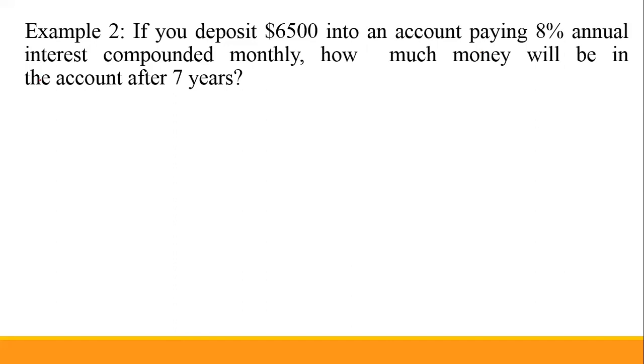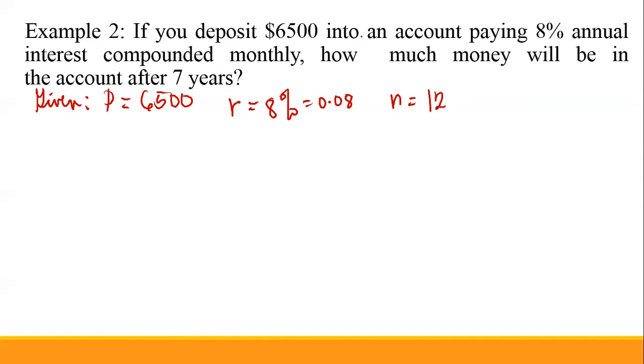Okay, so ayan, para mas maayos, identify muna natin yung mga given. So we have the principal, which is 6,500. Another one is the annual interest rate. Annual interest rate is 8%, or this is 0.08. Okay, and then the number of times compounded per year is 12. Bakit 12? Kasi nga it is monthly and there are 12 months in a year. And then the number of years or time in years is 7.